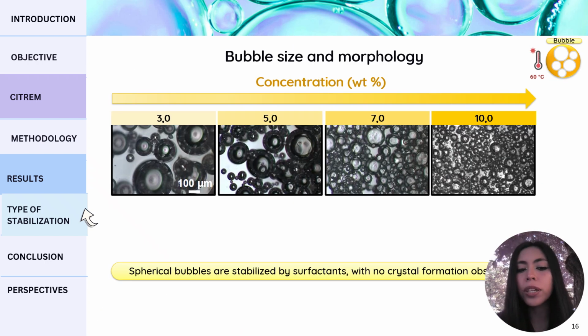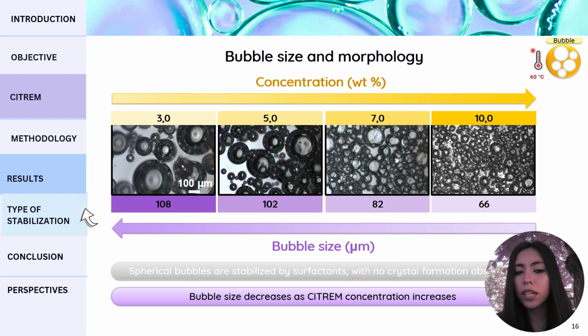About the bubble size, we can see these spherical bubbles. That means that the foam is stabilized only by surfactants, not by crystal formation. We can also see that as we increase the concentration, the bubble size decreases.